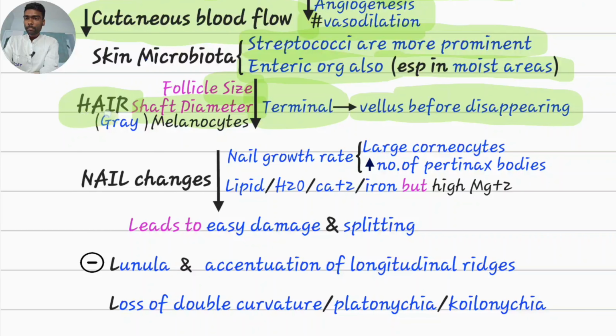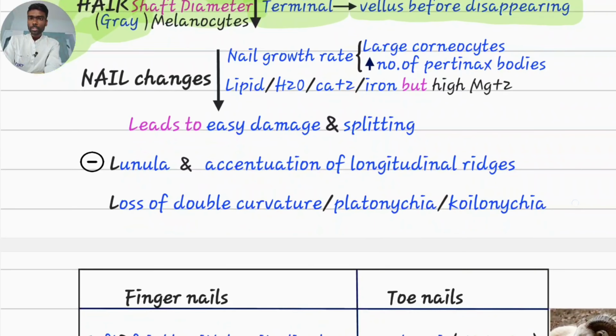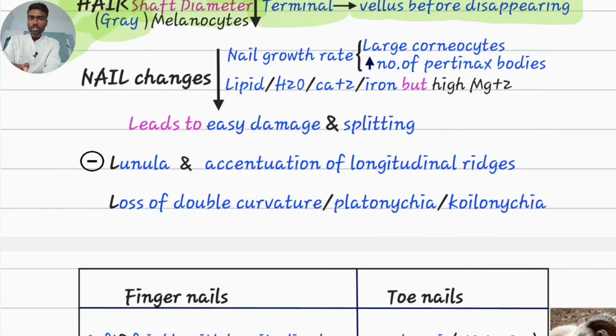Hair will become gray because of reduction in the number of melanocytes, and melanocytes will become inactive, which leads to reduction in the pigment melanin in hair, leading to the appearance of gray hair in old age. Coming to nail changes, the normal growth rate of nail will be reduced. What is the normal growth of nails for fingernails?